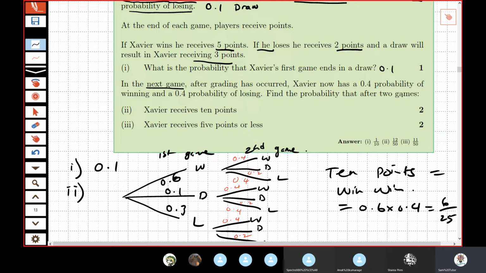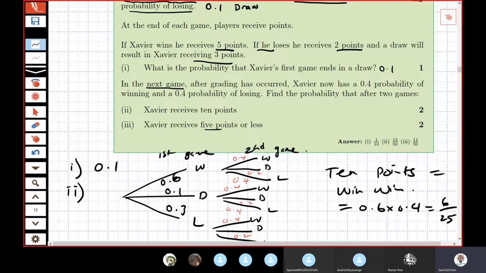Find the probability that after 2 games, Xavier receives 10 points. For him to receive 10 points, the only way is he has to win and then win again. So 10 points would be win-win. 0.6 times 0.4, 6 out of 25. Easy.